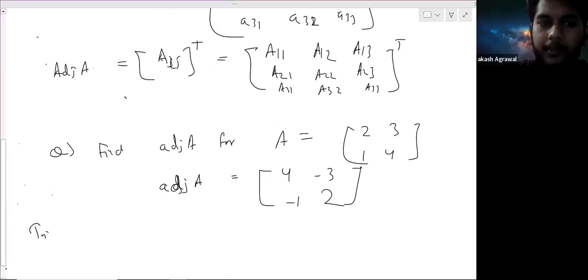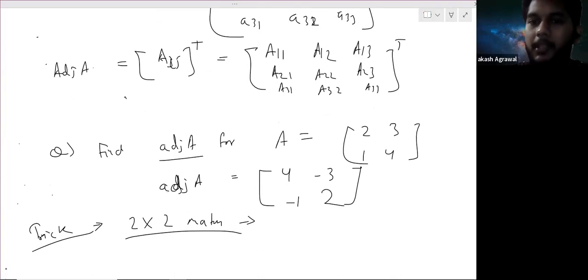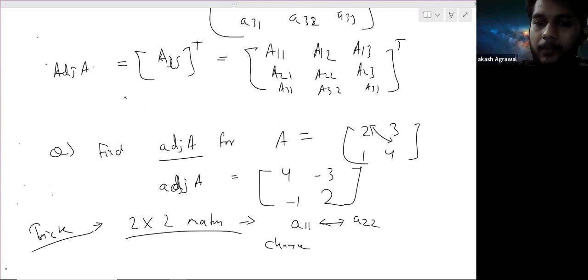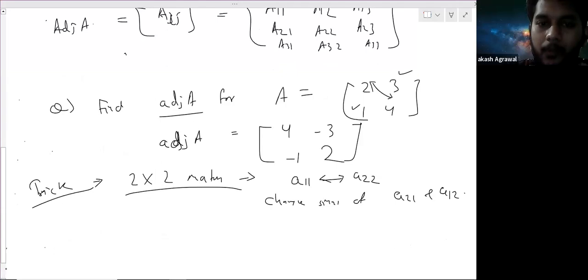Okay, one trick, applicable for a 2x2 matrix. When you have to find the adjoint of a 2x2 matrix, interchange A11 with A22, interchange these two, and change the signs of A21 and A12. Meaning, change the sign of both of these, always. That will be the adjoint. Got it, everyone?